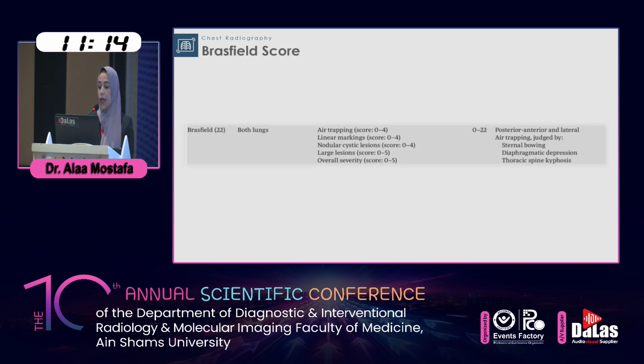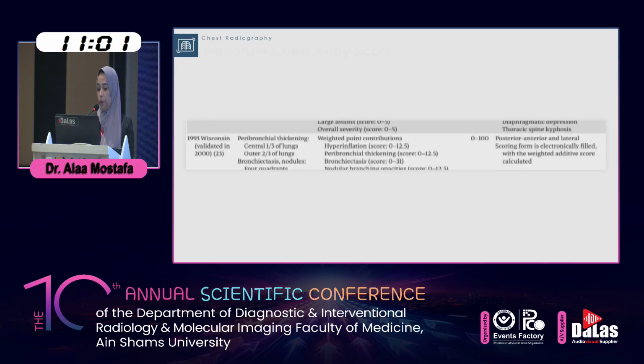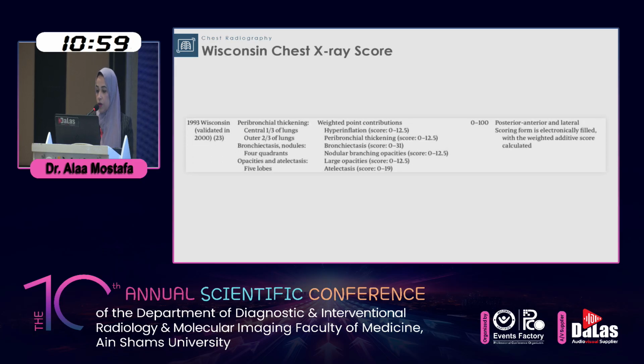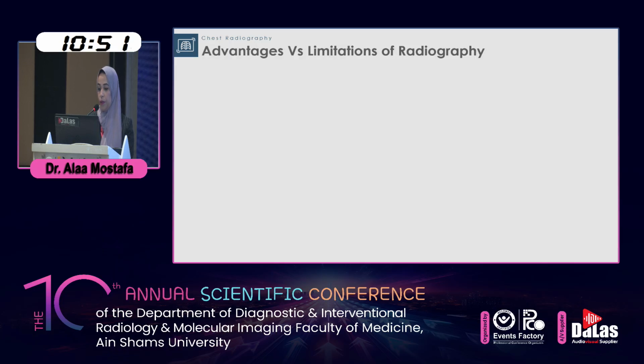Brasfield score. It's designed for pediatric patients. The Brasfield score assesses 5 radiological features: air trapping, linear markings, nodular cystic lesions, and large lesions. Higher scores indicate better lung health. Wisconsin score. This system combines elements from other scores and correlates well with clinical outcomes. It's used in both research and practice.